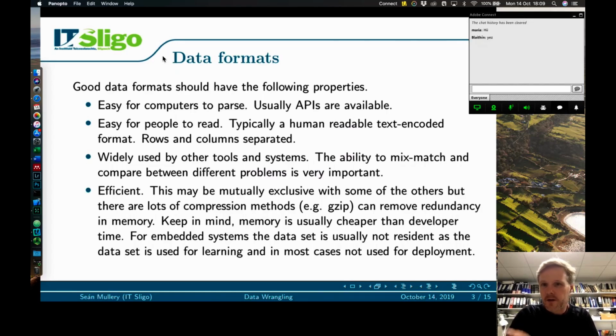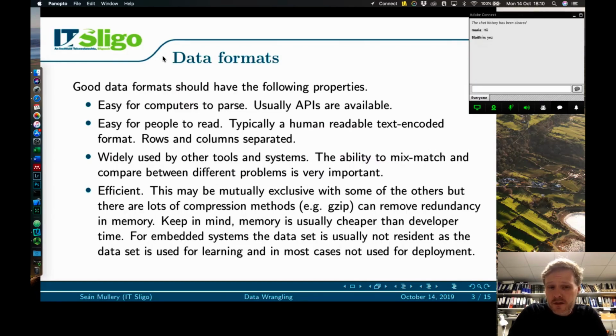So it's a different situation when it comes to embedded systems and we're deploying the system. Where we're learning, we normally have quite a bit of computing power available to us. So for embedded systems, the data set is usually not resident, as the data set is used for learning and in most cases not used for deployment. We are going to see an example in a later lecture where the data set is actually resident for part of the machine learning algorithm when it's in use. So it's difficult to be efficient in that case.